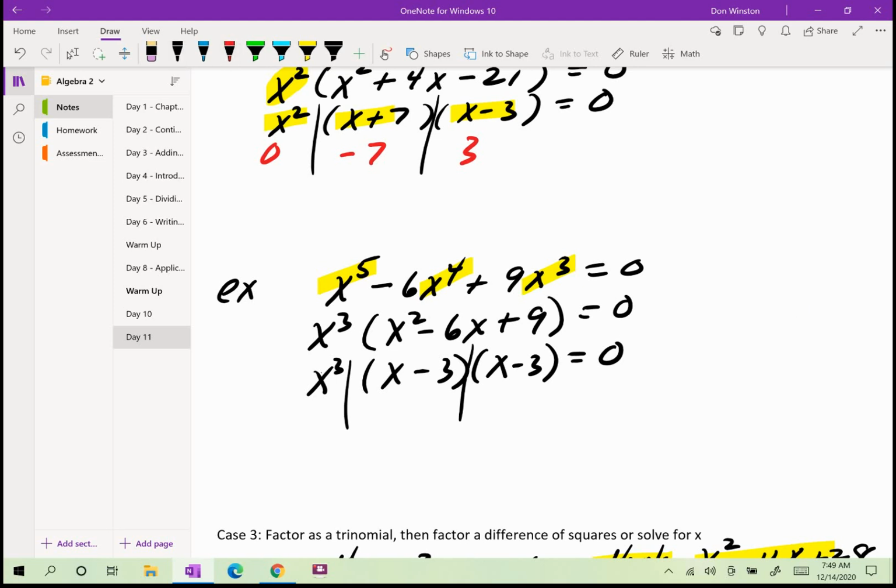And so my zeros would be 0 and 3. Let me write that. 0 and 3 would be my zeros. And again, you would see 0, 3, and 3 on decimals.